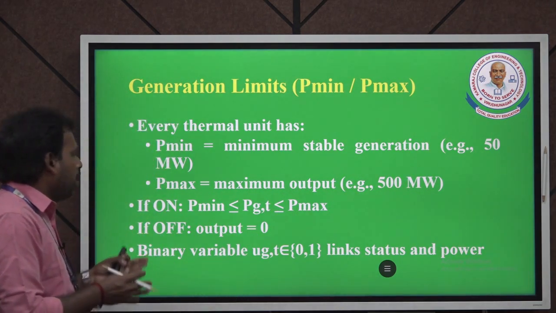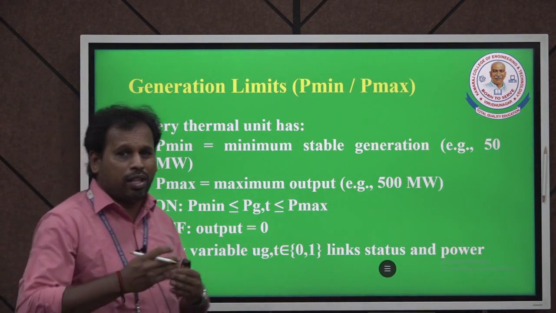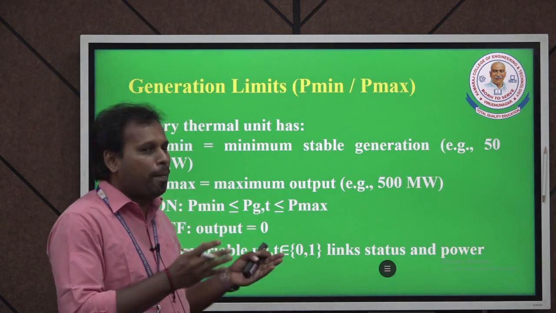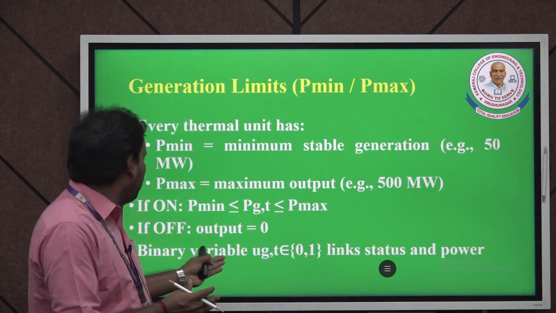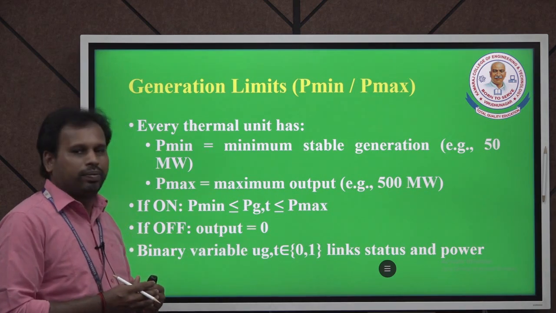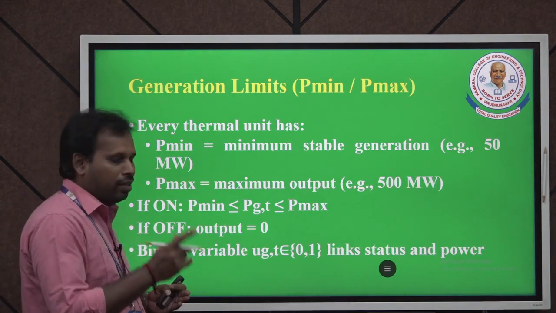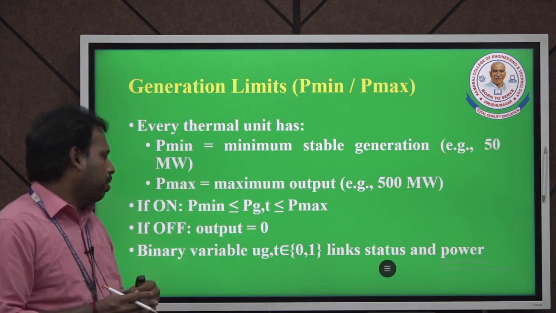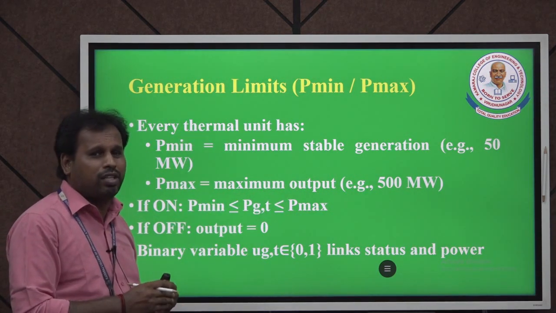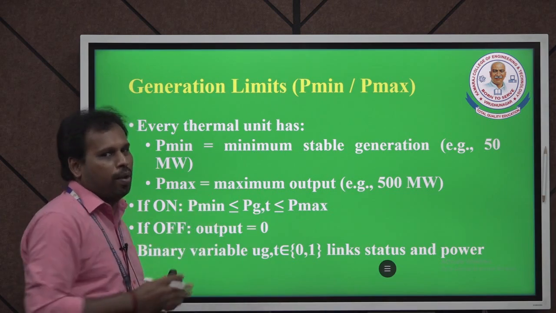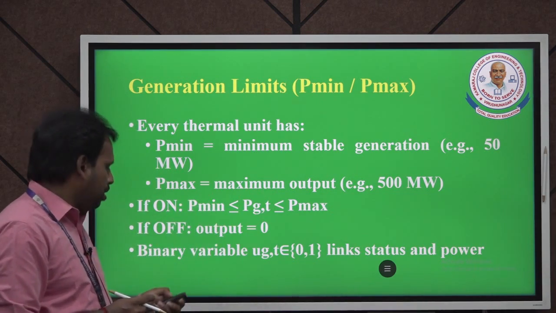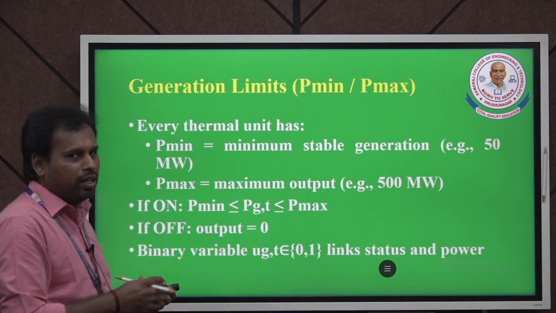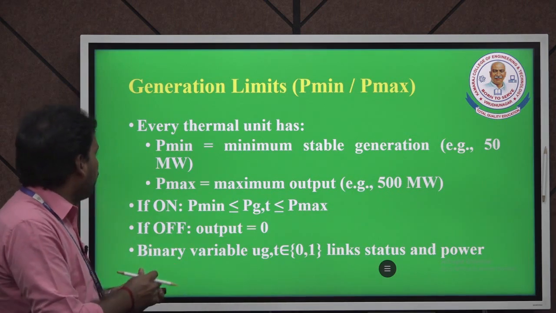If the unit is on, it is within the limit; if off, there is no power generation. That is a binary variable, 0 or 1. When the unit is on, that is 1, and output is between 50 and 500 megawatt. If it is off, there is no power generation, that is 0 megawatt. This is the generation limit, the most important limit in unit commitment constraints.